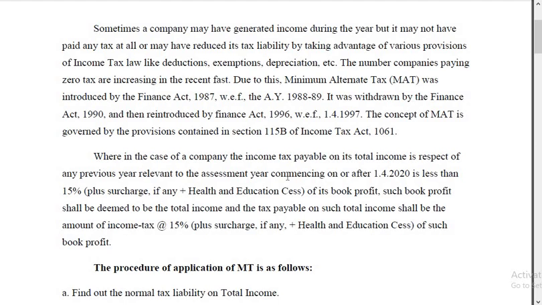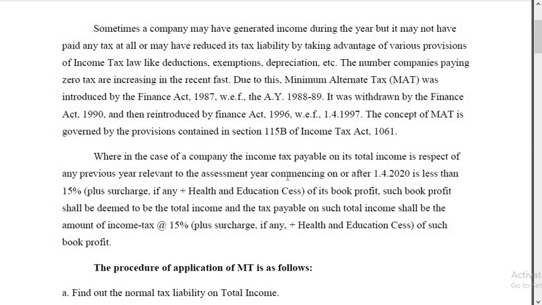As I already told you, some companies either do not pay the tax at all, they manage to see that they don't pay any tax, or they pay lesser tax by claiming exemptions, deductions, depreciation, etc. So to avoid that, the government has introduced MAT or minimum alternate tax. Every company has to pay some amount of tax to the exchequer or to the government. That is the intention of MAT.